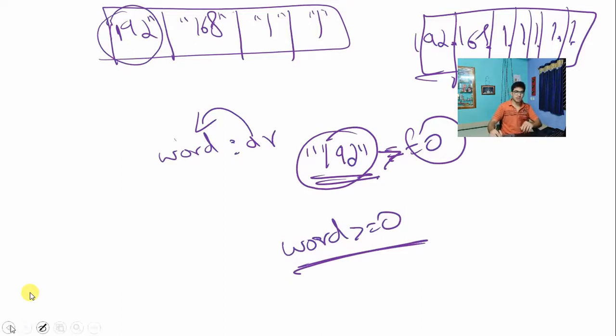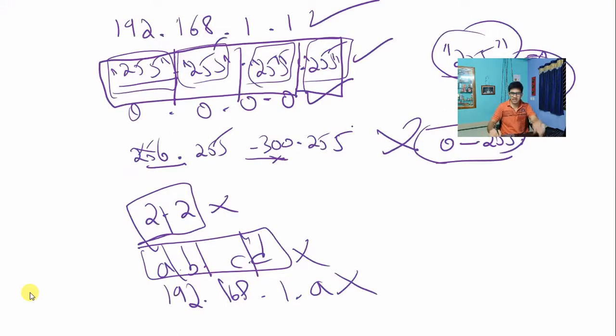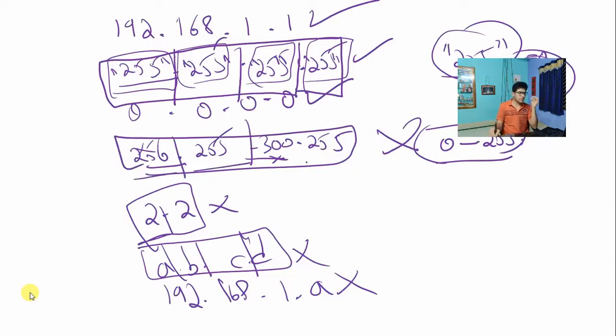Can you see here? Yes, here the length is 4, right? 256, 255, 300 and 255. The length is 4, but if the length is 4, is it a valid IP address? No. Here you can see A dot B dot C dot D. Length is 4, but is it a valid IP address?